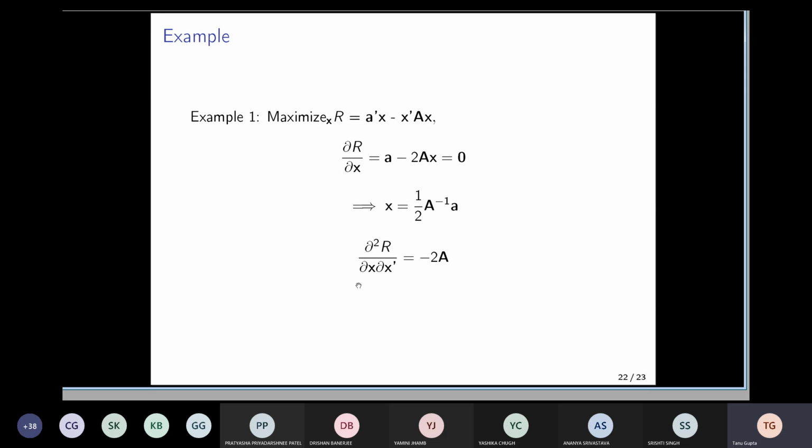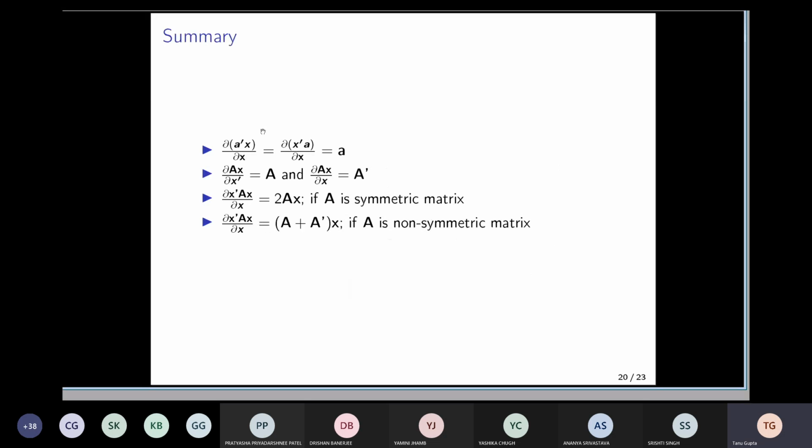People often make these mistakes. They write del x prime, del x, and sometimes they don't even write x prime. They just write del x, del x. These small things are really important. Okay, this I have shown you earlier also: if you are differentiating ax with respect to x prime, then it will be a. But if we are differentiating ax with respect to x, it will be a prime.